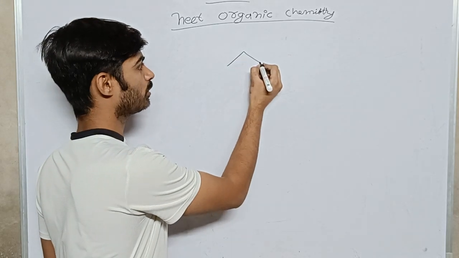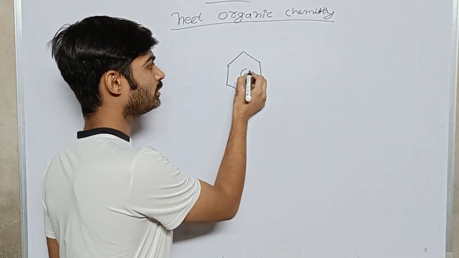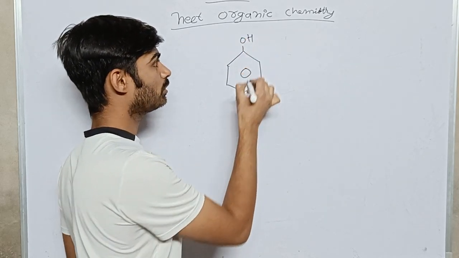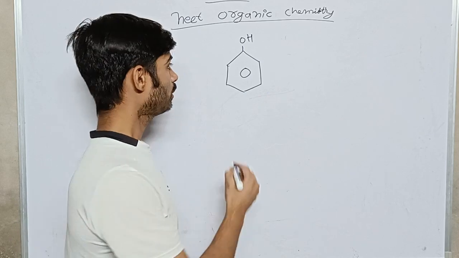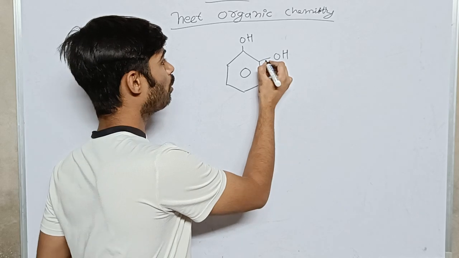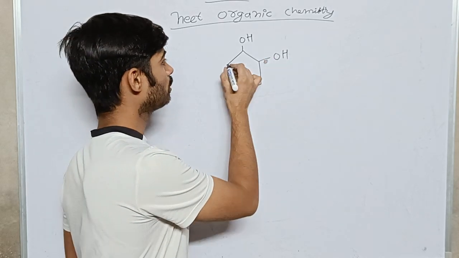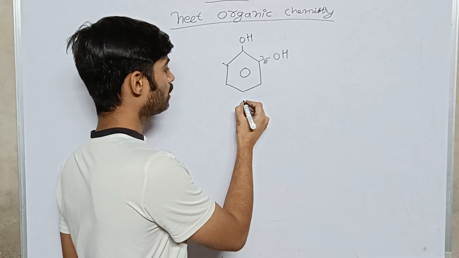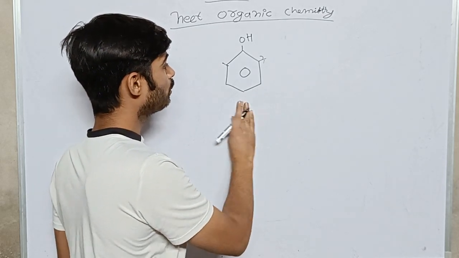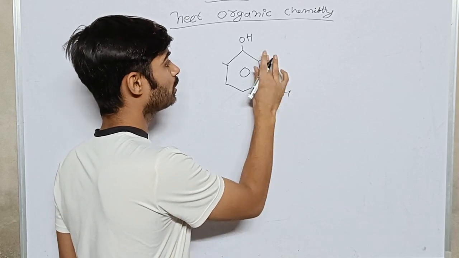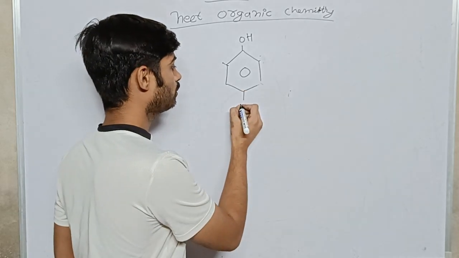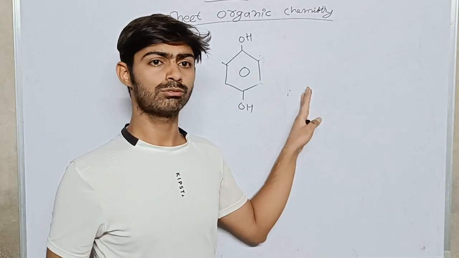This is the first compound of ours. This is benzene. You must remember this. When I put OH on top, this becomes phenol. When I put the OH on the ortho position, this and this becomes catechol. When I put OH here, this becomes resorcinol. When I put OH on the para position, this becomes hydroquinone.